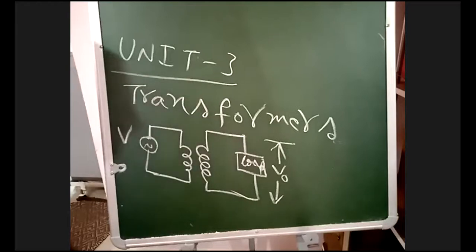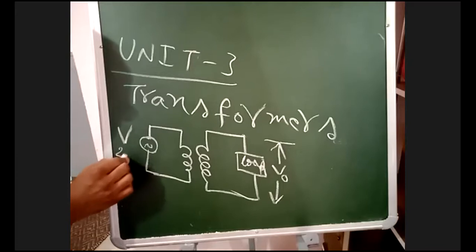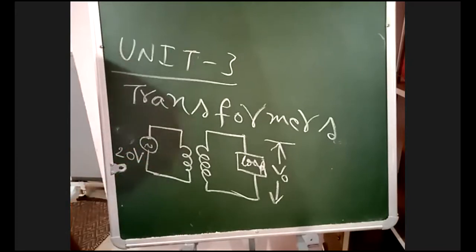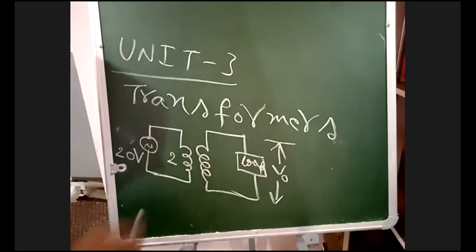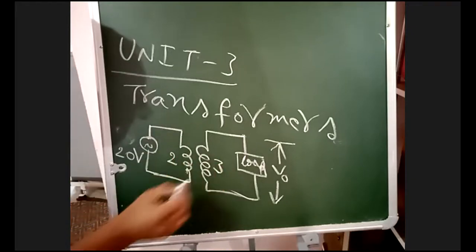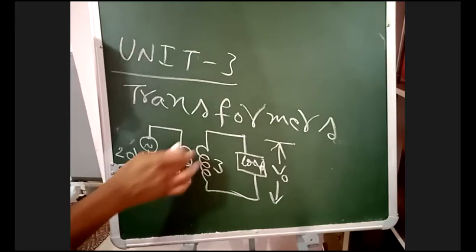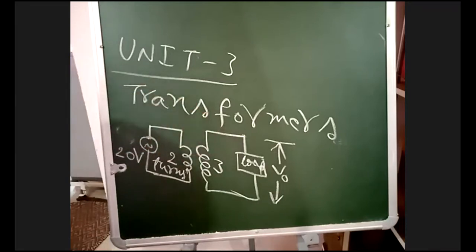Okay. Now here, suppose the input is 20 volts AC. Here I have 2 turns. Here I have 3 turns. This is the winding. This is also a winding. Here 2 turns are there. Here 3 turns are there.